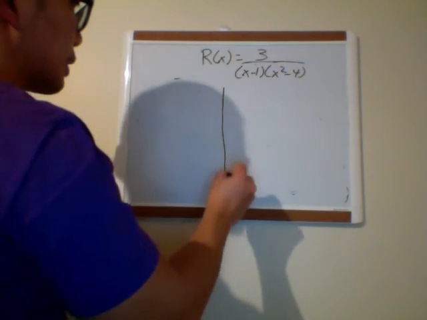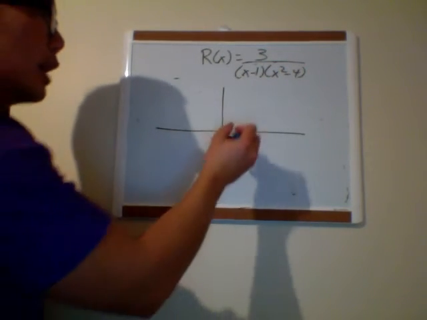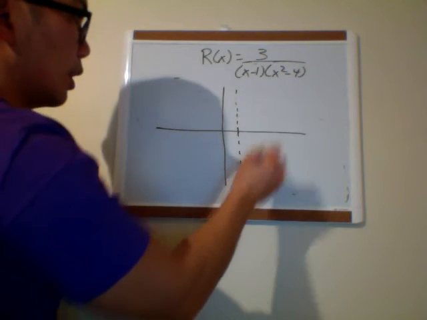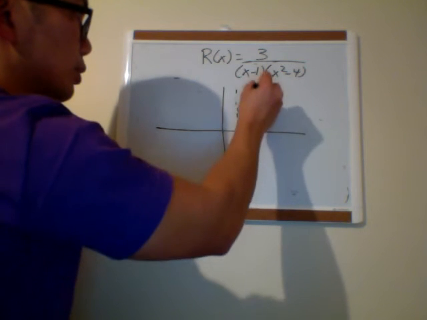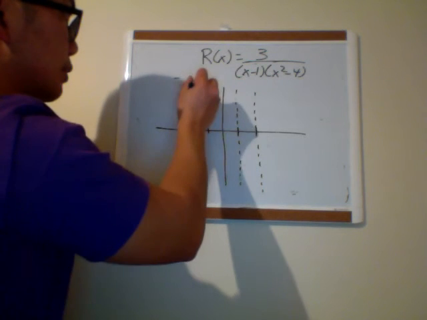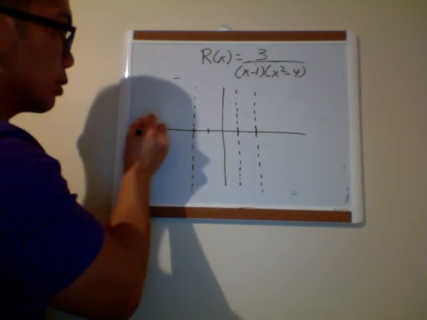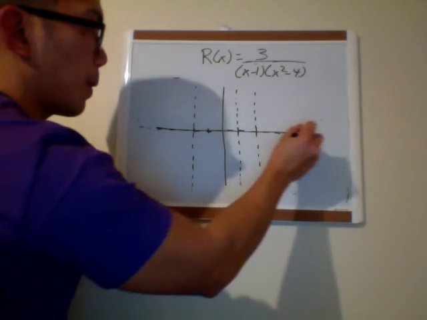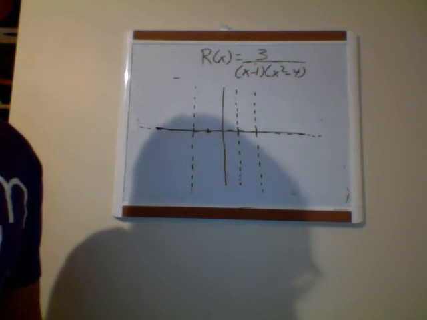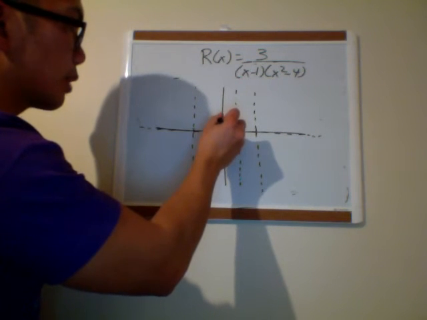So I know a couple of things. I know I have a vertical asymptote at 1. I know I have a vertical asymptote at 2. I know I have a vertical asymptote at -2. And I have a horizontal asymptote at 0. I also know that I have a y-intercept at 3/4. So if this is 1, I know I'm going to intercept the graph at 3/4.